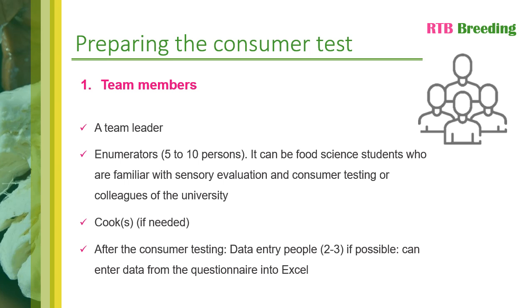Next, you will need a cook if the product is to be eaten cooked or hot. If the product is to be consumed cold and can be cooked the day before the study and kept in the fridge, it's possible that the cooks will be the same people as the enumerators. Once the test has been completed and the data collected, you can arrange for a few people to enter the data into an Excel spreadsheet. It's also possible to do it alone. It will just take longer.